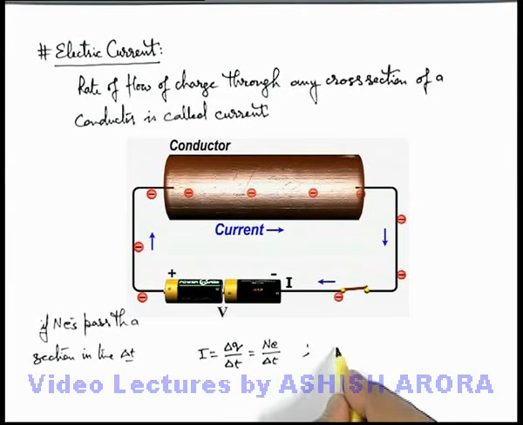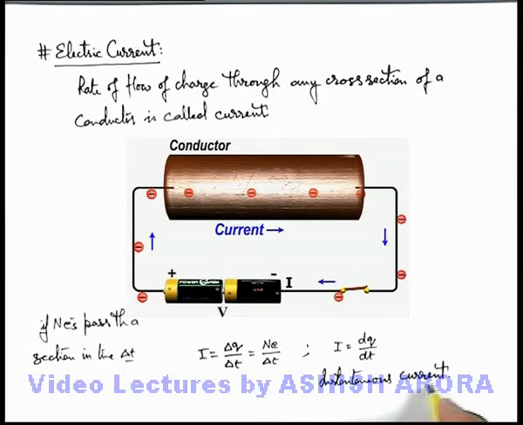Or for a continuous flow of charge, this current can be written as dQ by dt, which we also term as instantaneous current. In the situation where the rate of flow of charge is not constant, it is varying, we always define instantaneous current, and the whole analysis related to current is done by this time derivative of charge flowing in the conductor in which we are calculating the current.